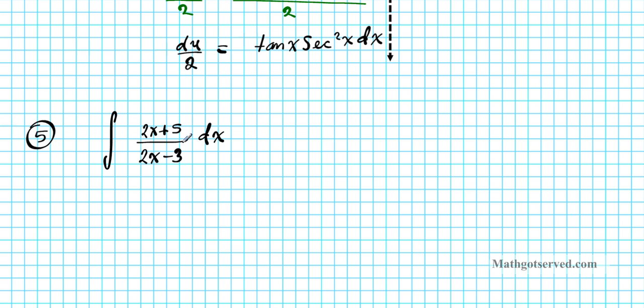This is a very easy function to decompose. You can use long division. If you use long division, you find out that this divided by this is going to be 1 remainder 8. But there's an easier way to do this without using long division.